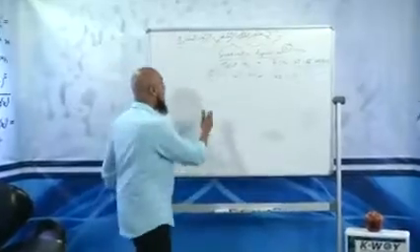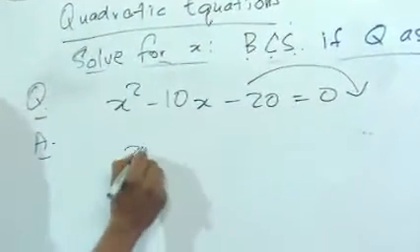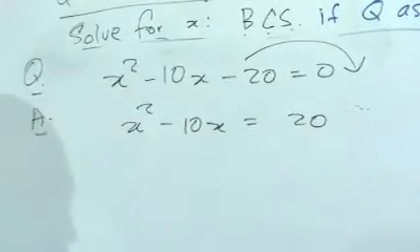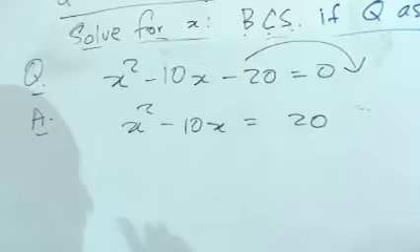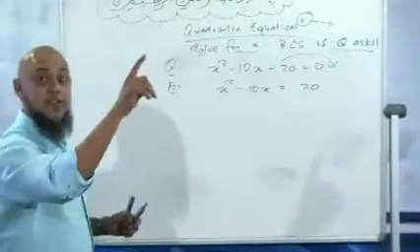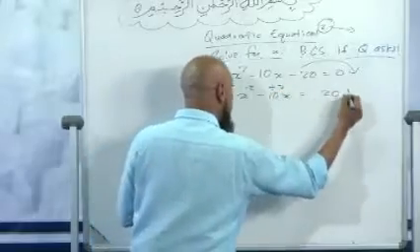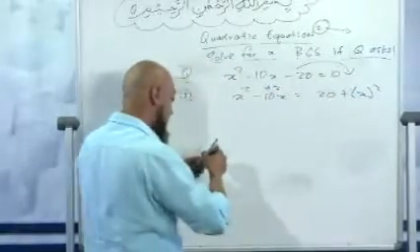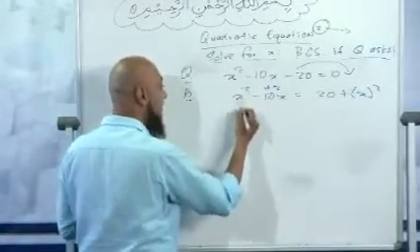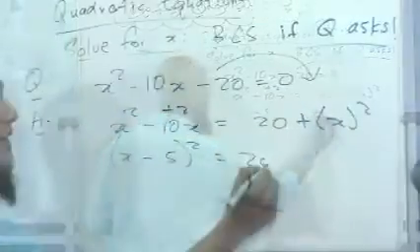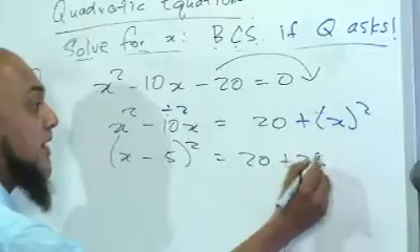Let's see, what do we do? Step number 1, take your constant term on the other side. x squared minus 10x is equal to 20. Now, what do we do? What's the rule? What did I say before? Divide by 2 plus that x value squared, x in the bracket. So here goes: x squared, x minus 10 divided by 2, 5, squared is equal to 20 plus 5 squared, 25.